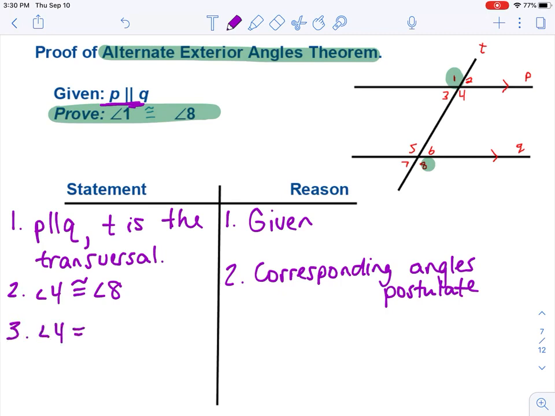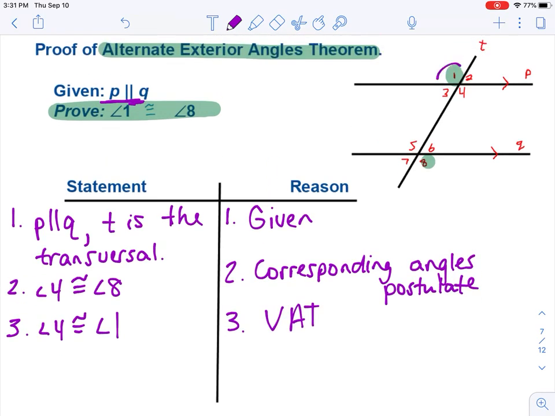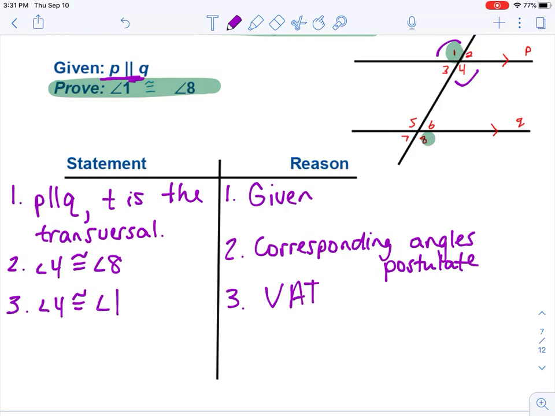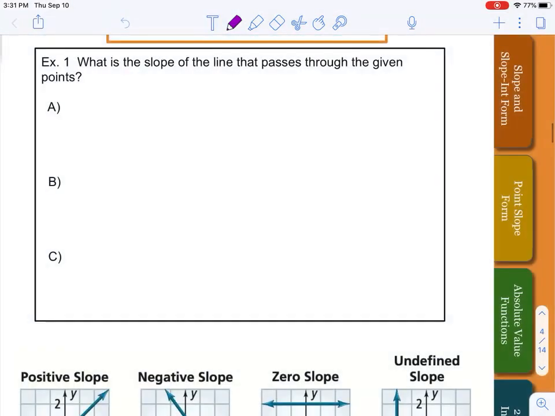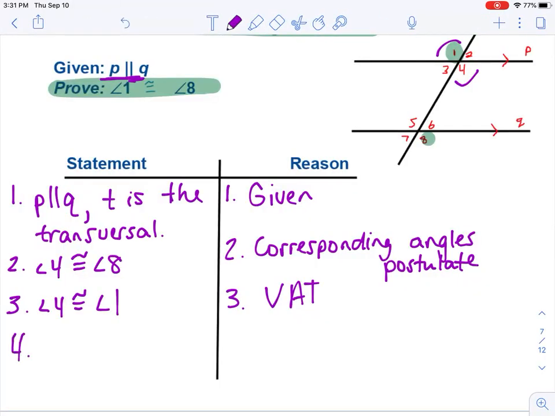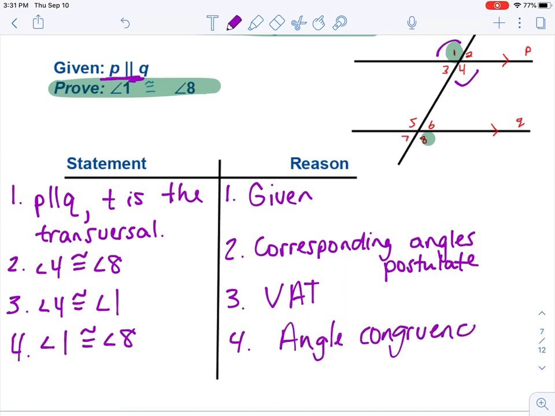I'm going to say 4 is also congruent to angle 1. This is by our vertical angles theorem, or VAT. Now that I have this, I said both angle 1 is congruent to angle 4, and angle 4 is congruent to angle 8. So, by the transitive property, we can say angle 1 is congruent to angle 8. And we can say angle congruence is transitive.